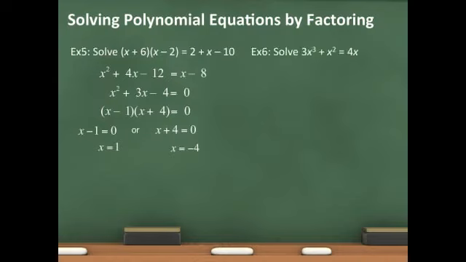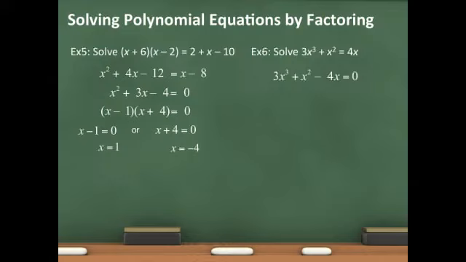In our last example, we have 3x raised to the third power plus x squared equals 4x. Notice that this equation is not quadratic because the largest exponent in the equation is 3. However, we can rewrite this equation and make it quadratic. This equation also is not in standard form. So we begin with step 1 first, which is to get this equation in standard form. To do this, we subtract 4x from both sides of the equation. This will give us the equation 3x to the third power plus x squared minus 4x equals 0. The equation is now in standard form.